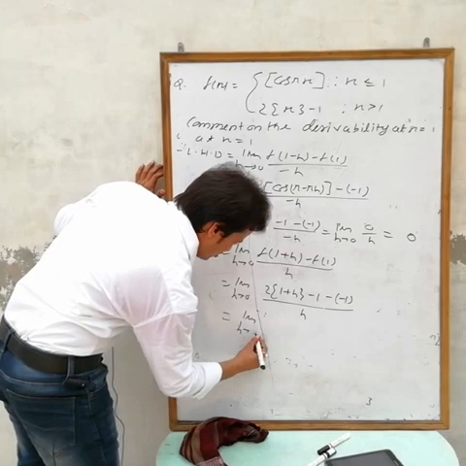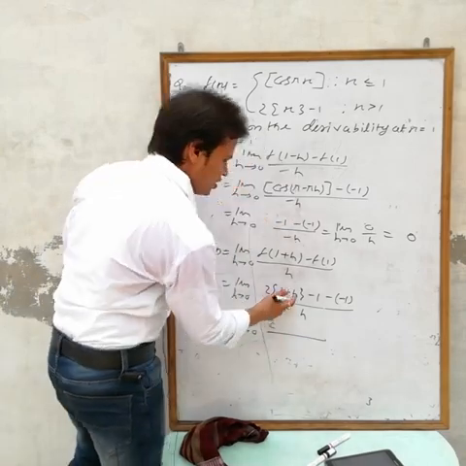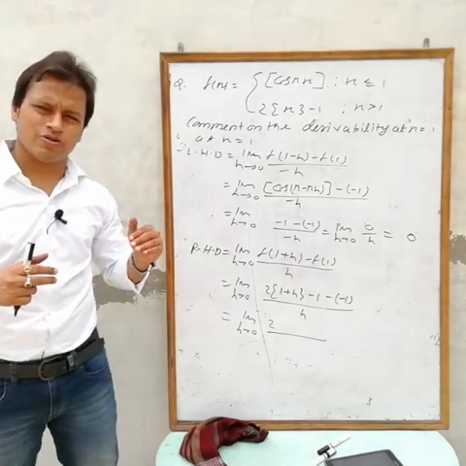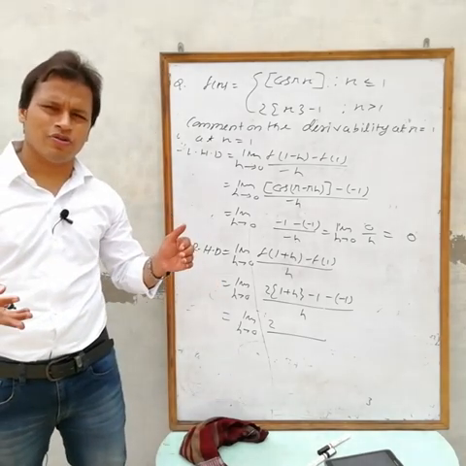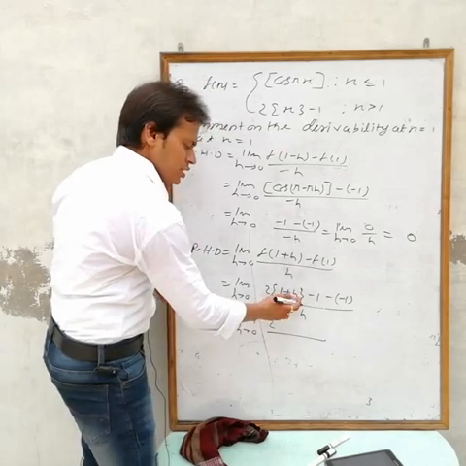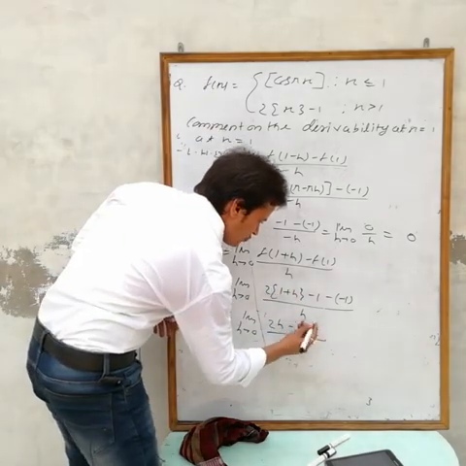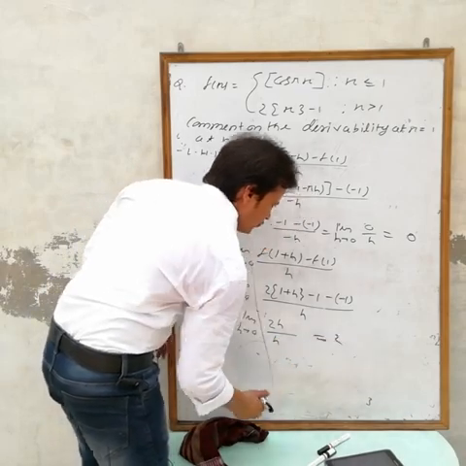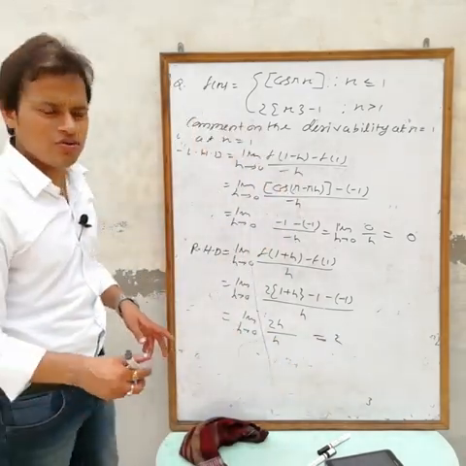Limit h tending to 0, twice the fractional part of 1 plus h. Say h is 0.001, then 1.001, and 0.001 is the fractional part. So the fractional part of this one is h, so 2h minus 1 plus 1 cancel out, divided by h, that is equal to 2. Now LSD is not equal to RSD.